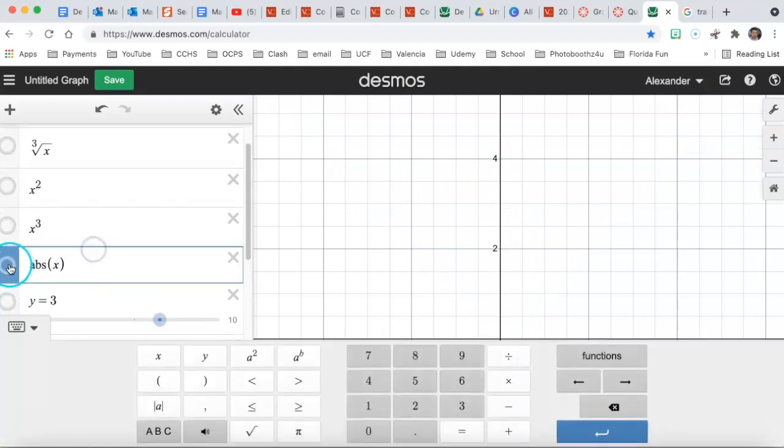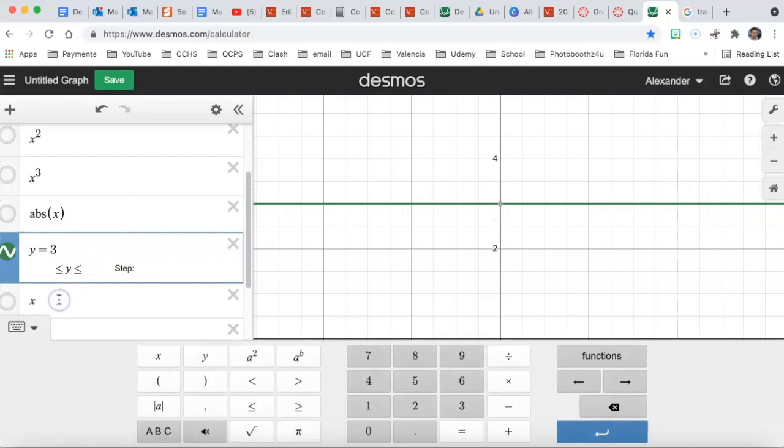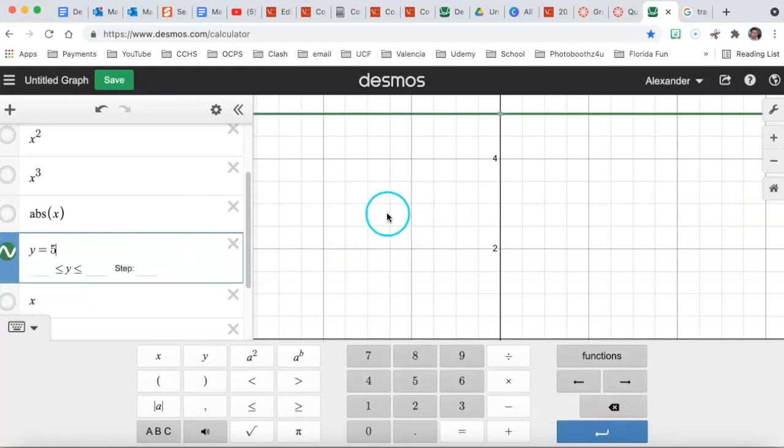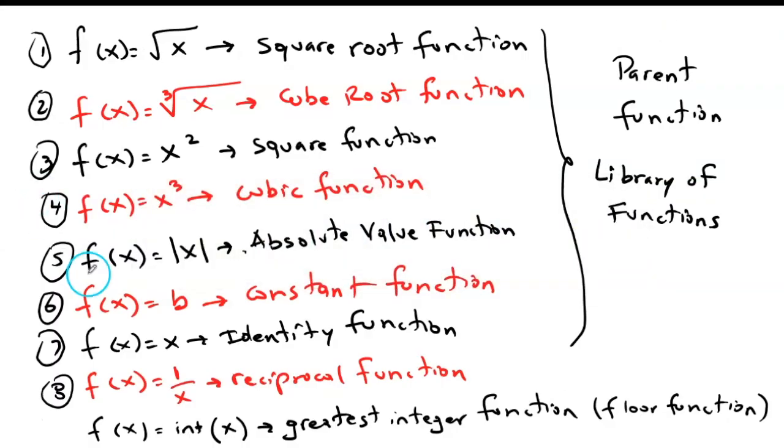The next one, y equals 3. Horizontal line. Arrow to the right, arrow to the left. That's a constant. I can have it 3. I can have it 5. Meaning it's going to go up, but it's horizontal. I can have a negative number, any constant number. So that's f of x equals b, your constant function.